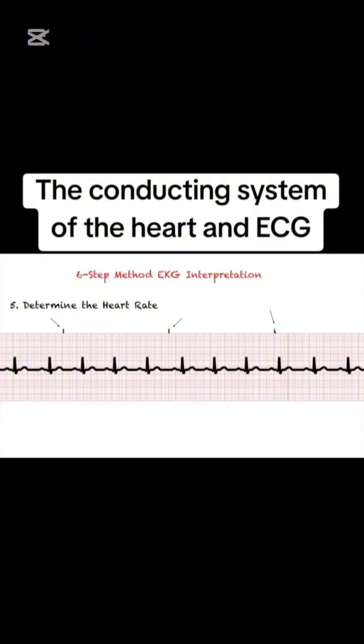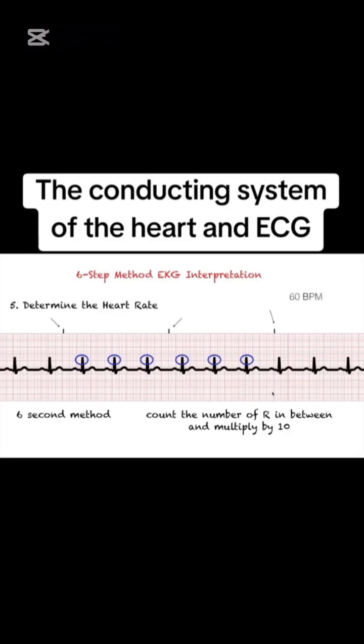The reason why this is important is that if it is a 6-second strip, then we can do a technique called the 6-second method. And the way we do this is that we count the number of R's between these three lines right here and multiply them by 10. So for this strip, we have 1, 2, 3, 4, 5, 6, and multiply that by 10. That will give us a heart rate of 60 beats per minute.